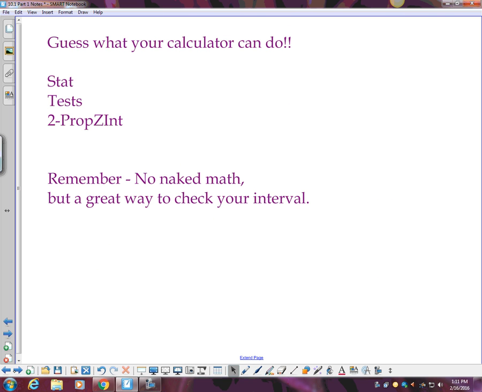So it's a small difference, but it is a difference. All right, then the last thing, your calculator can totally do this for you. But again, remember, you'll see my note at the bottom, no naked math, but it is a great way to check your interval. If you go to stats, you go over to test. If you go to proportion Z interval, make sure you look for interval and not test. And type in all your information. The calculator gives you this as your answer, and this was our interval.